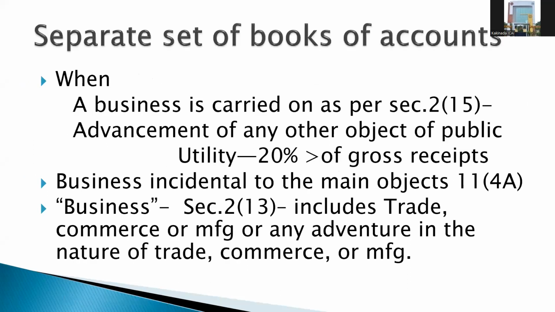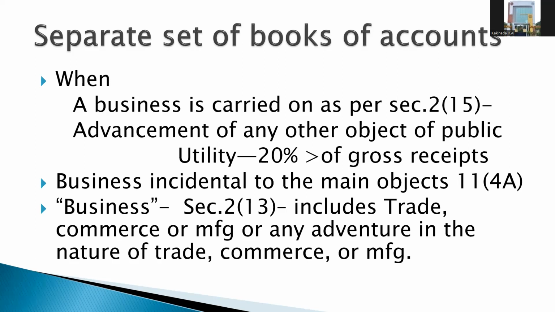Then comes a separate set of books of accounts, not only for the total institution. Normally, an educational institution may have two or three educational units. For example, an educational society may have a high school, a junior college, and a degree college, let us say. For the degree college, the university will monitor university recognition.